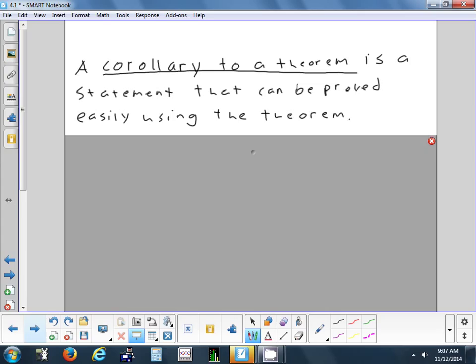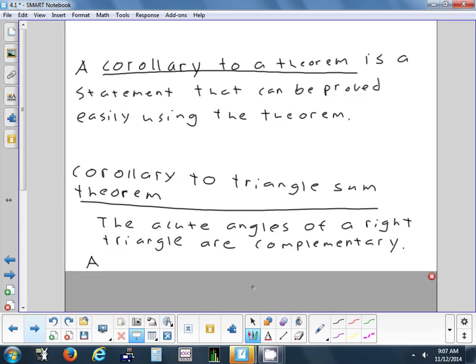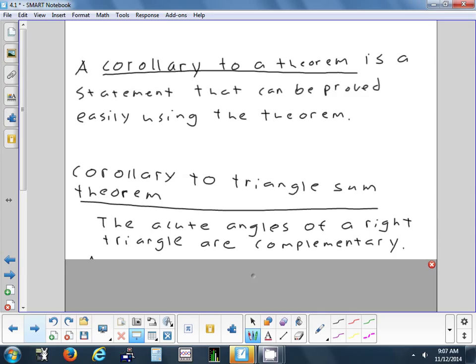So we're going to look at a corollary to the triangle sum theorem. So it's an idea that's so closely related to it, we can't call it a new theorem. It's called a corollary. And the corollary is that the acute measures of a right triangle are complementary. What does complementary mean? They add up to, yep, two angles that add up to 90 degrees.